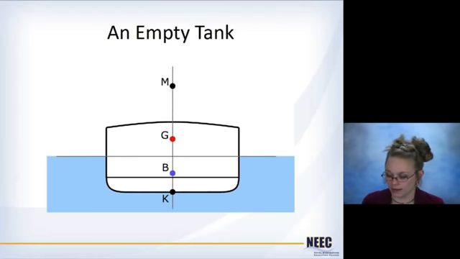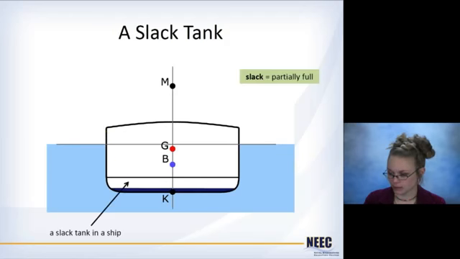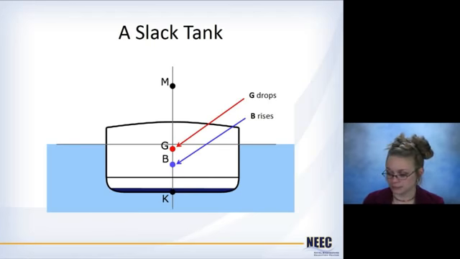So now we go back, we take this empty tank, and we put some liquid in the bottom of it. We've added weight, so the draft increases. This has now become a slack tank. A slack tank just means that it's partially full. All right, the center of gravity has dropped because we added weight down at the bottom of the tank, or bottom of the ship. The center of buoyancy rises because draft has increased.